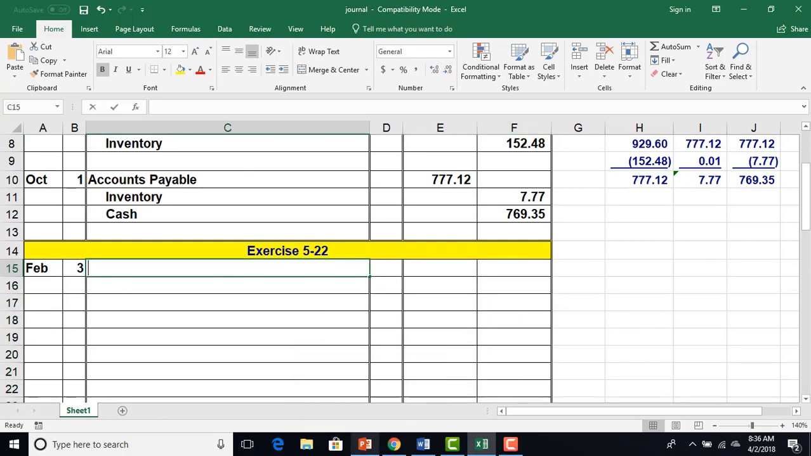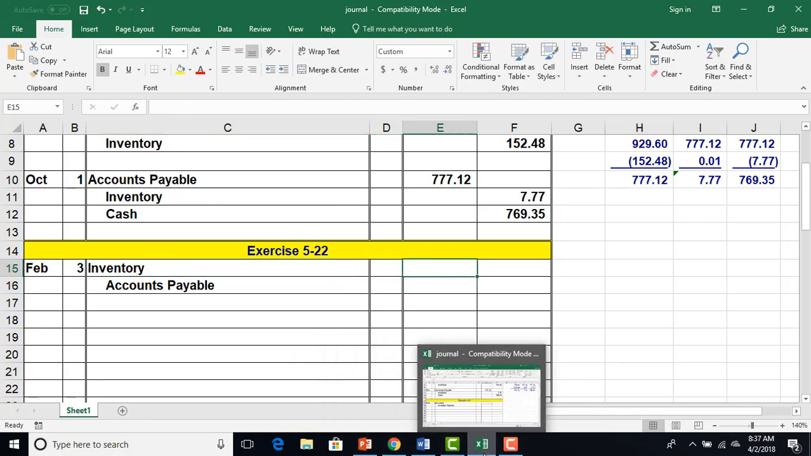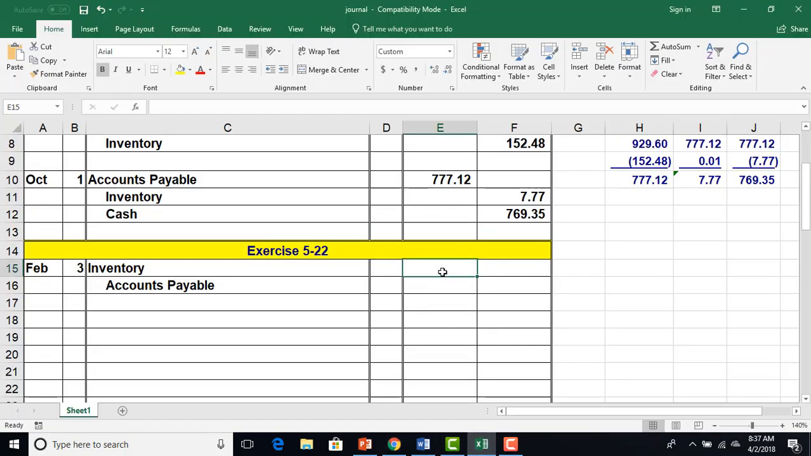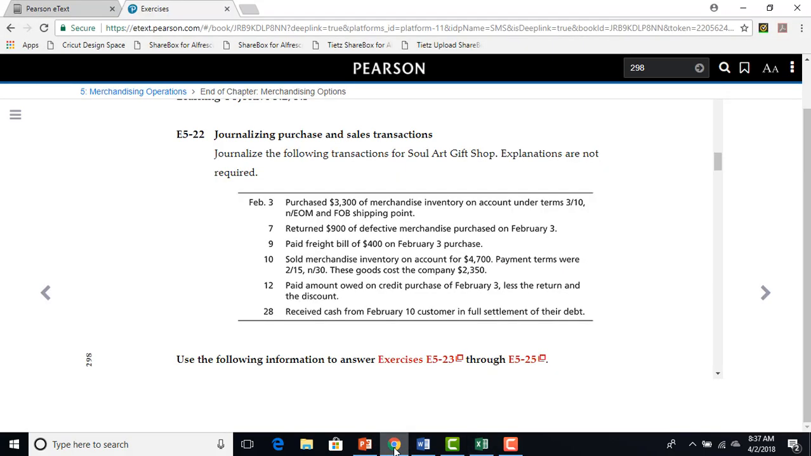Alright, so one more time, we purchased merchandise here, so I know I'm going to have to debit inventory. I know I purchased it on account, so I'm going to have to credit accounts payable. So on February 3rd, one more time, that journal entry, a debit to inventory, a credit to accounts payable, and I see that it was $3,300. Alright, so there's my first transaction that I need to record here for exercise 22.